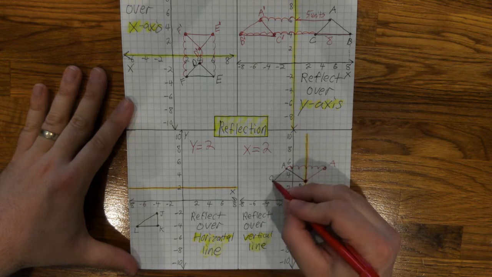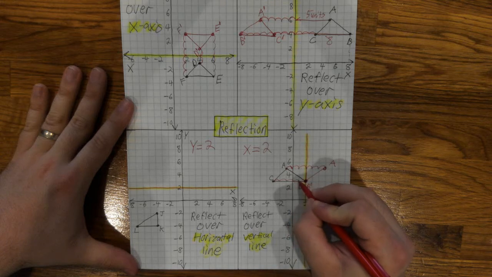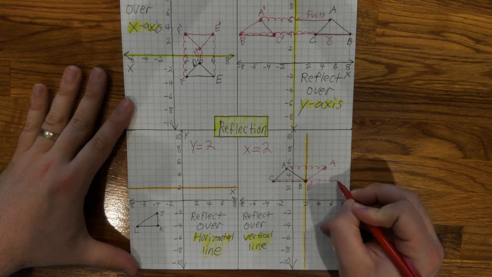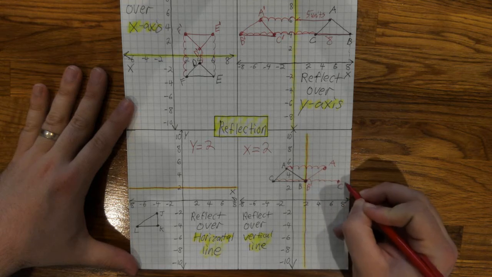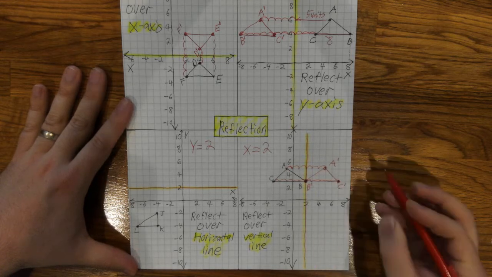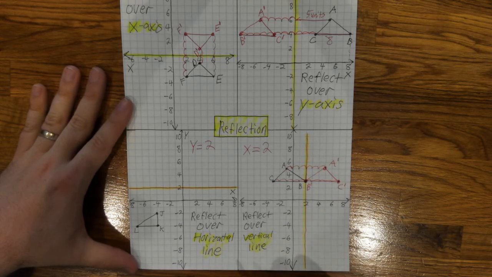Likewise here, we got 1, 2, 3, 4, 5. 1, 2, 3, 4, 5. And these are my prime points. So there's a reflection over a vertical line.